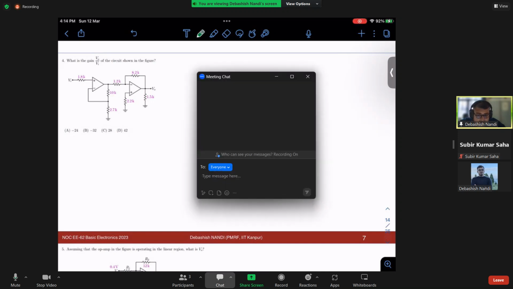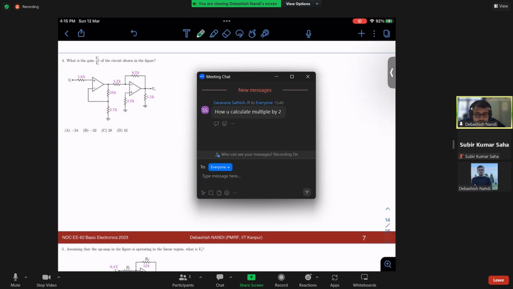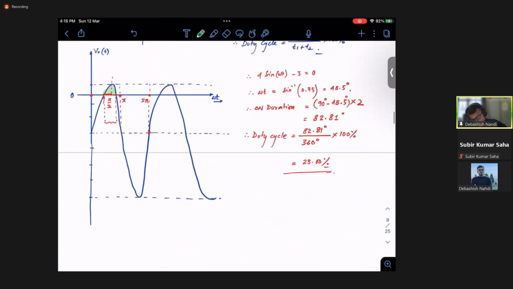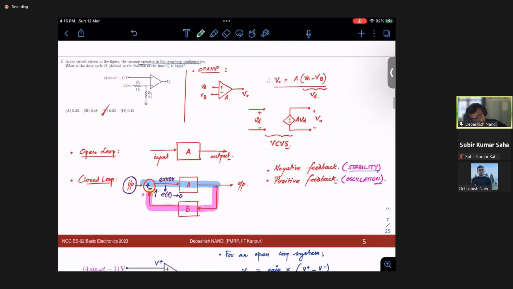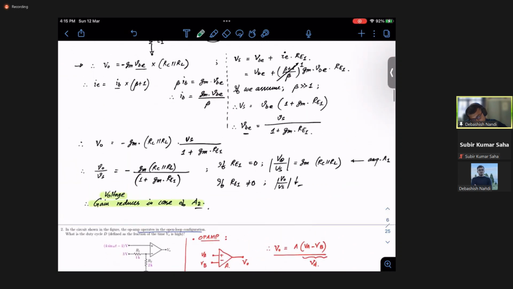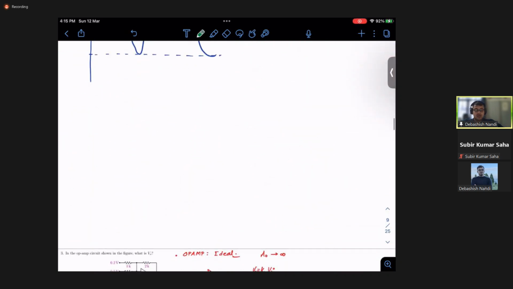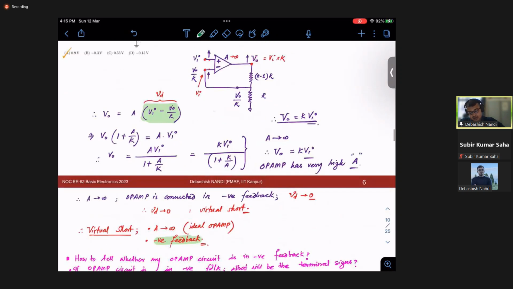One chat problem is there: how do you calculate multiple by 2? Satish, I do not know what he is talking about. Multiple by 2. Yeah, please, Satish, comment on the YouTube link or in the discussion forum about what that was. If I missed something or you did not understand anything, I will surely take it up.